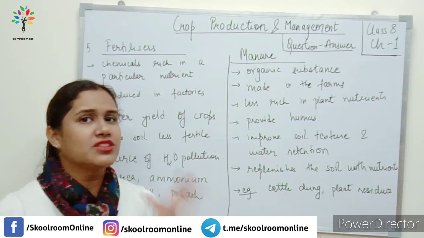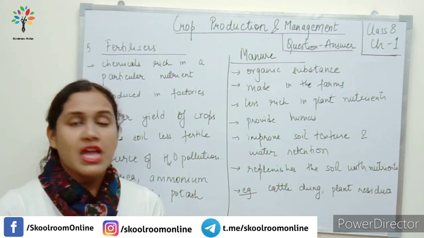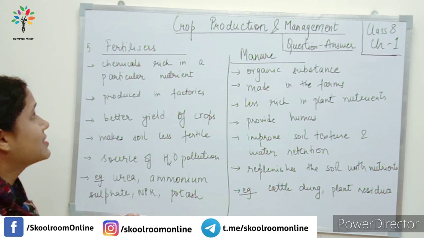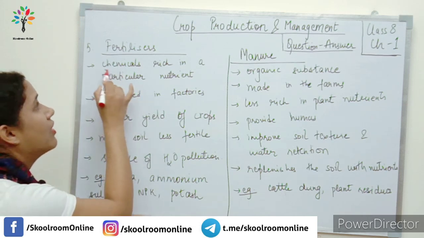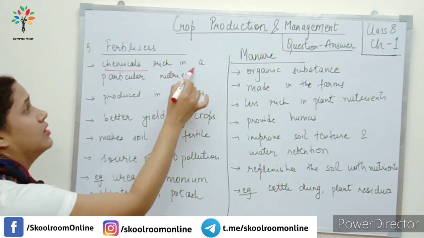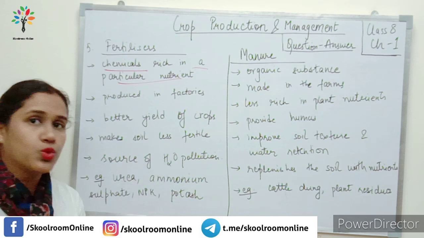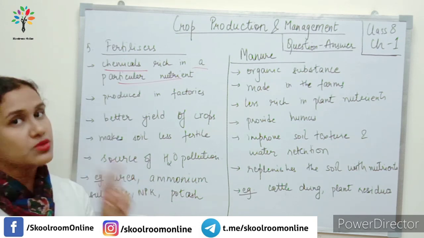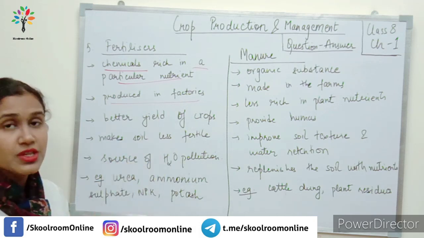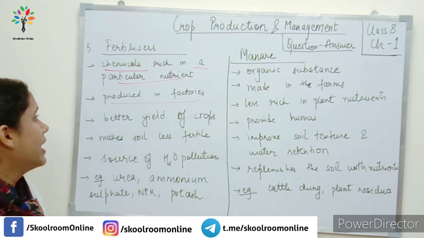So let's see what are the important points that you must keep in your mind while framing your answer. Let's have a look at the fertilizers first. So in fertilizers, you should mention that they are chemicals. They are basically chemicals which are rich in a particular nutrient. So they may be rich in only one nutrient or two nutrients or max to max 3 nutrients. They are produced in the factories. The farmers cannot make them on their own in the farms, right?